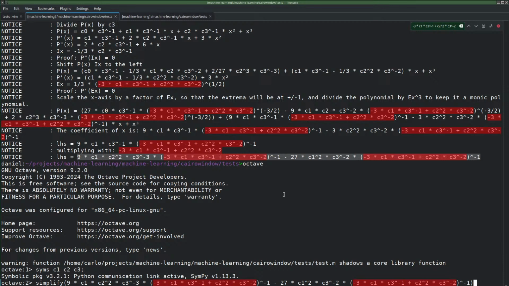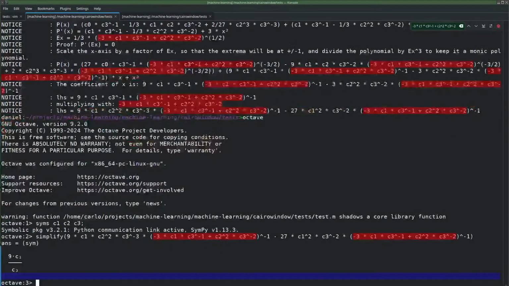And actually, let's print it. It should be understood the way it is printed by Octave. It is 9C1 divided by C3. So apparently my code is just not able to simplify expressions like this, even if you multiply it literally with what you just divided it by.